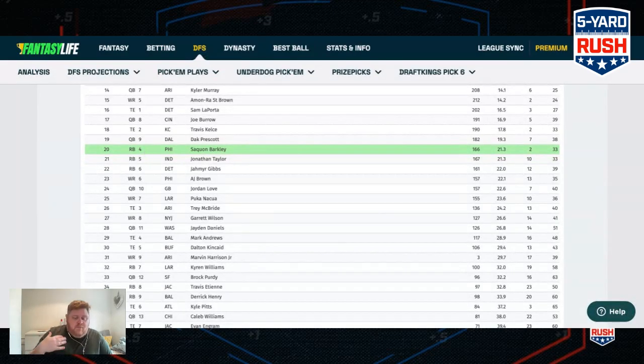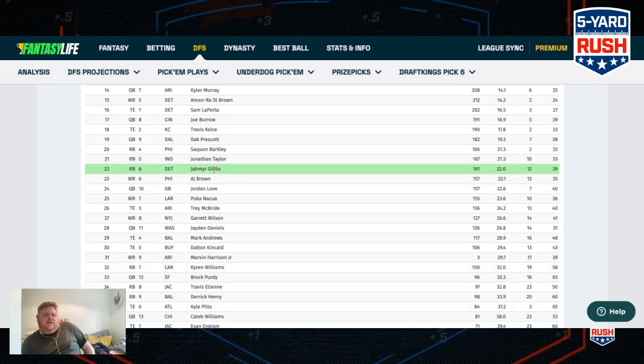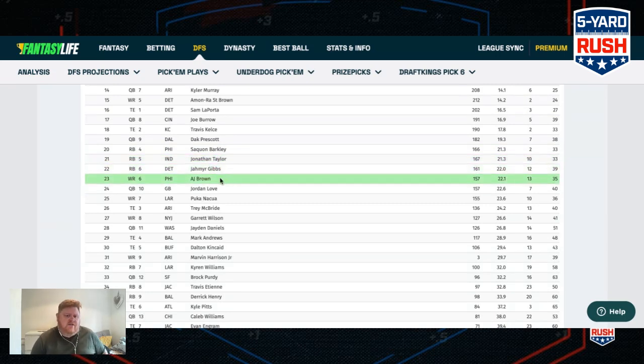I'm all for reaches in this format. If that is your guy, then fair enough. But for me, that's a bit steep. I'd much rather have Taylor, Gibbs, these guys here in particular. Hard to argue AJ Brown there.